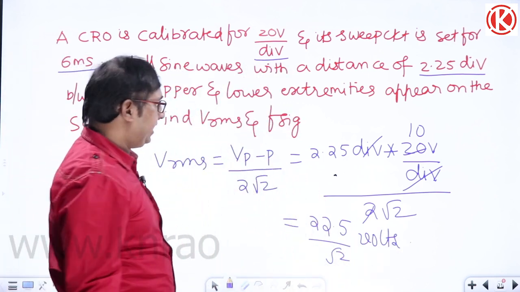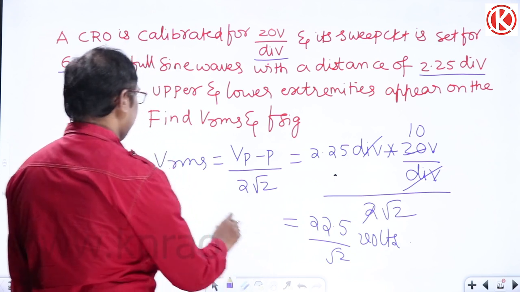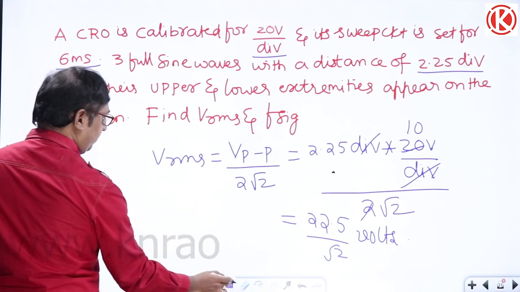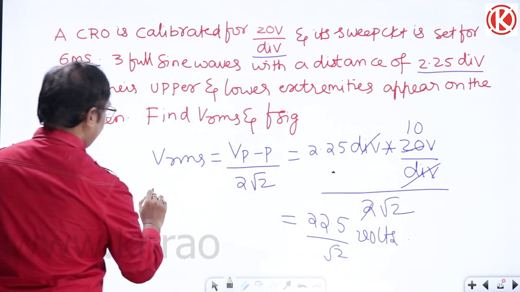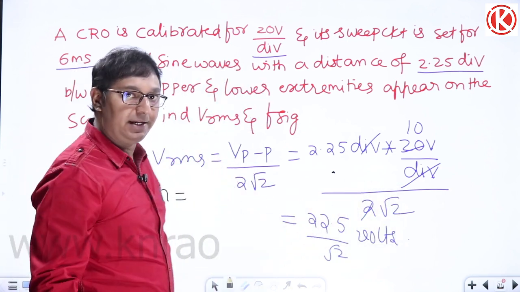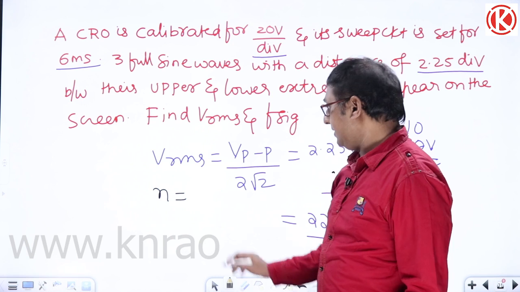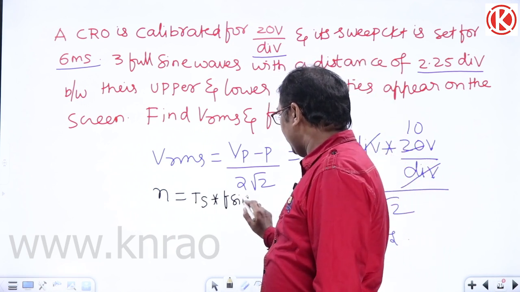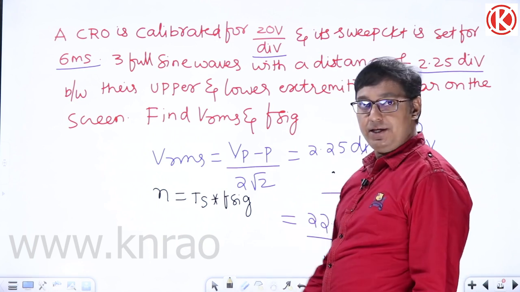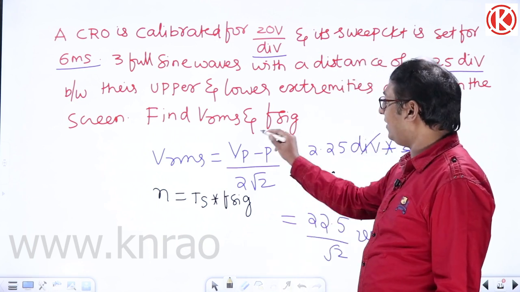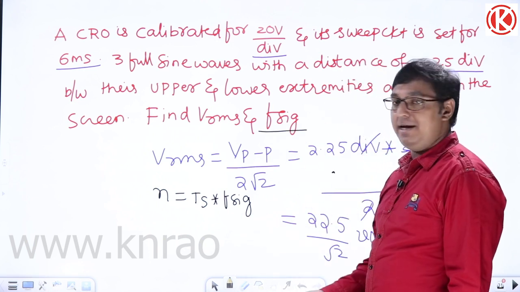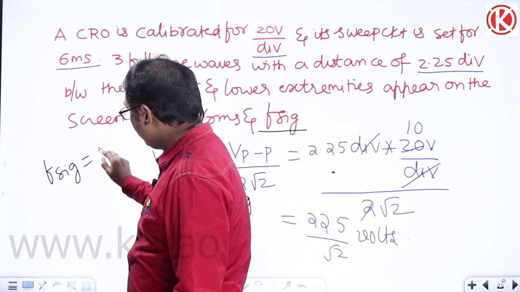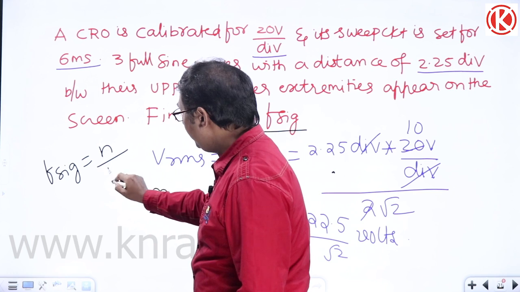Next, he is also asking for F signal. What is N? N equals T sweep by T signal. I can write like T sweep into F signal. He is asking for F signal. What is F signal? F signal equals N by T sweep.